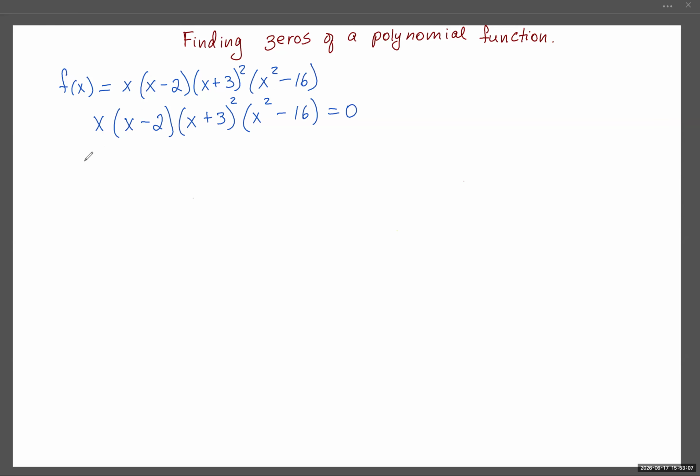So the first factor is x. x = 0. x was to the first power, so the multiplicity for this zero is 1. Now we'll go to the next factor. The next factor is x - 2. We'll set that equal to 0. So x = 2. Now this parenthesis was also to the first power, so the multiplicity on this zero is 1.